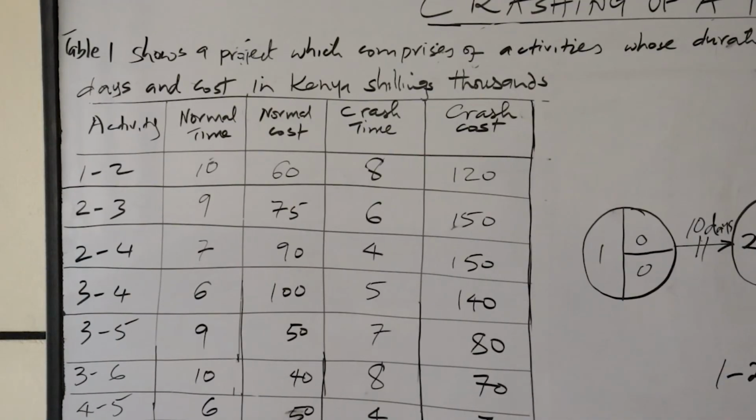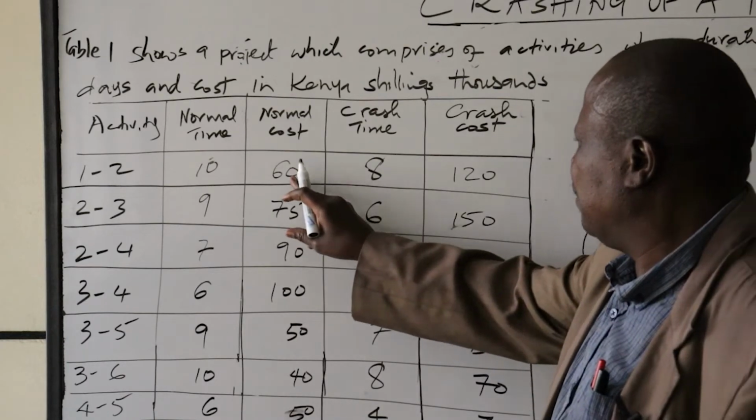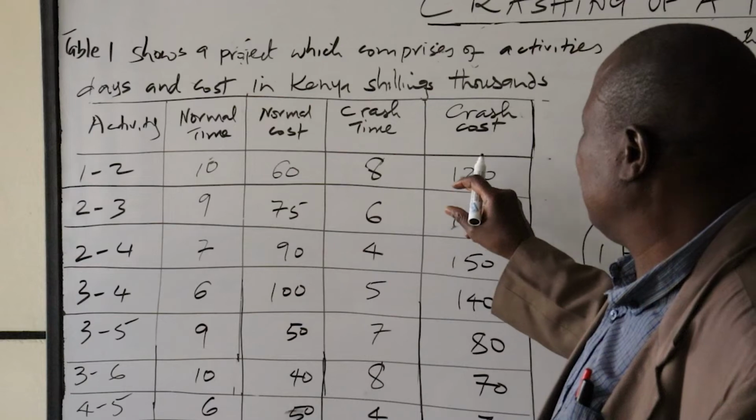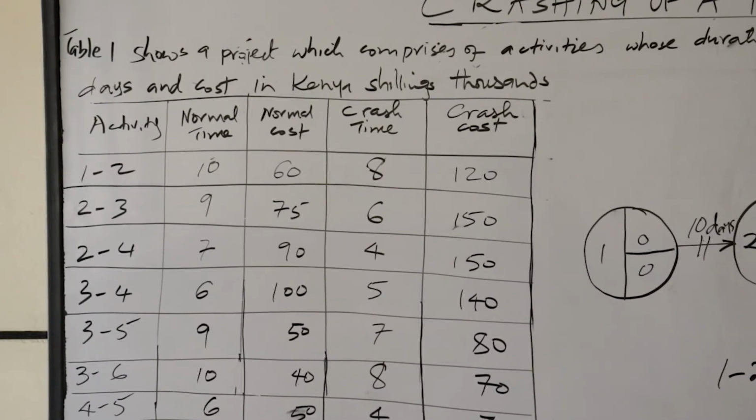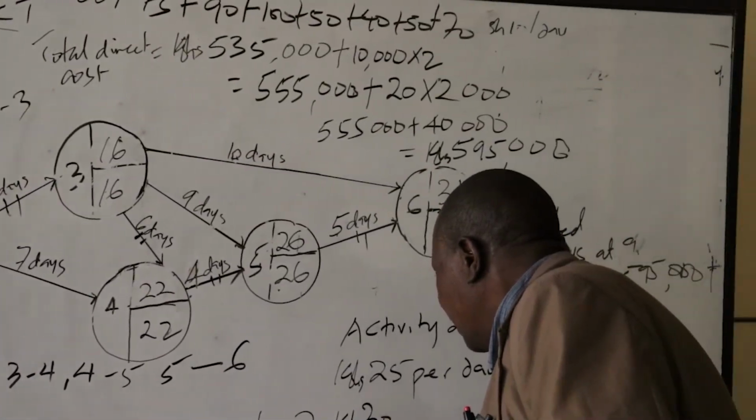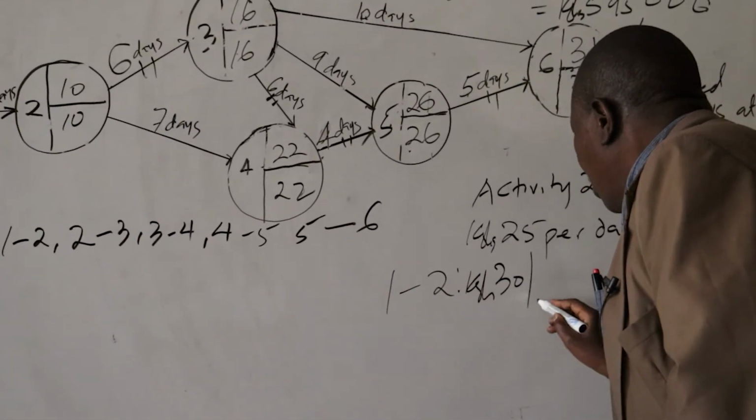Activity 1 to 2 has a cost slope of 60 divided by 2, which is 30. Activity 1 to 2 has got 30,000 Kenya shillings per day.